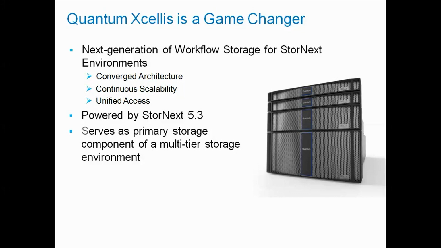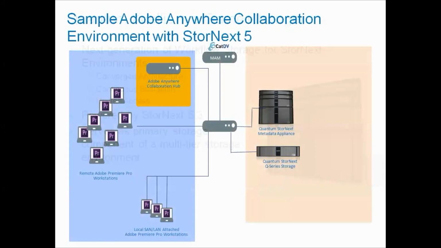So it gives you much more of a converged architecture for accessing your content, whether you have editors that are using the high performance SAN for 4K, or you might have review and approval folks that only need basic access to it, so they can just use standard SMB or CIFS.